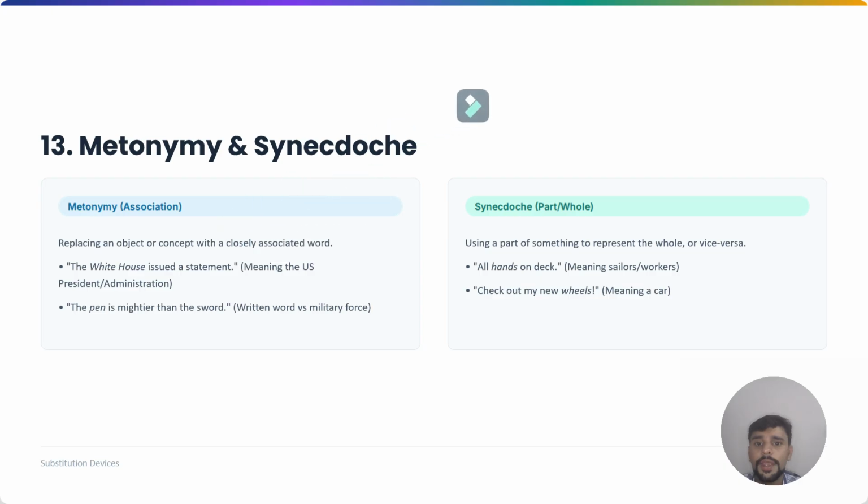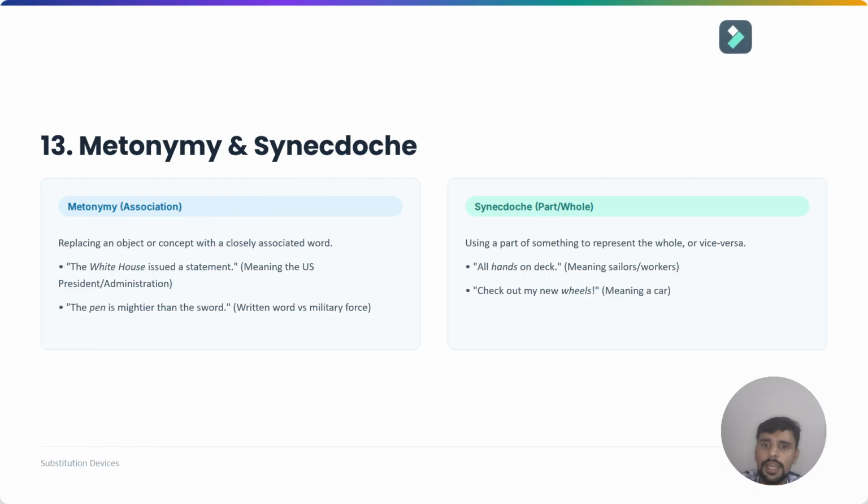Now let's compare this with synecdoche. Synecdoche uses a part to represent the whole, or sometimes the whole to represent a part. For example, all hands on deck. Hands represents the sailors or workers. The hands are a part of the people. Another example, check out my new wheels. Wheels represent the entire car. The important distinction: metonymy is associated concepts, while synecdoche is part and whole.